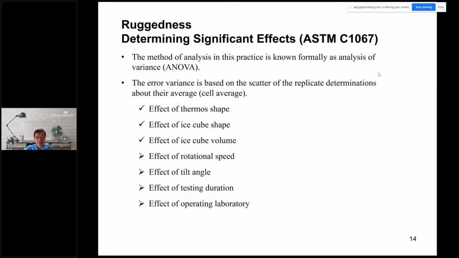The test is ASTM C1067, and we're comparing the variance. The parameters we look into include thermal shape, ice cube shape, ice cube volume, rotational speed, tilt angle, testing duration, and operating labs, to see whether any of them has a significant impact on the test result.